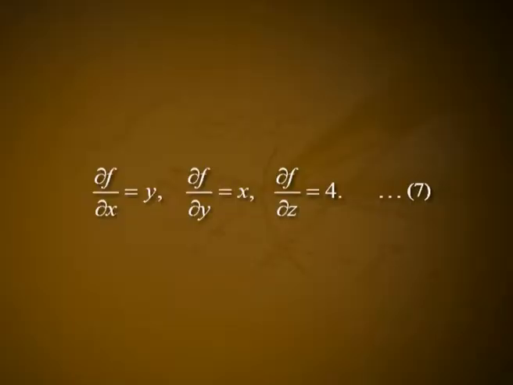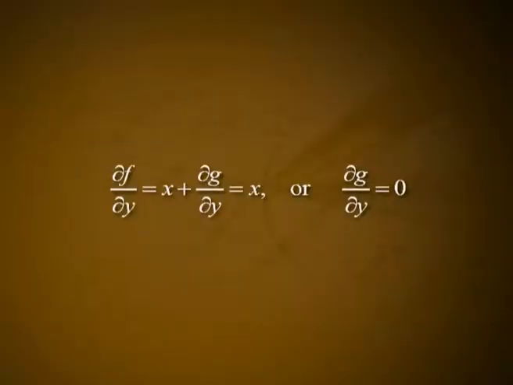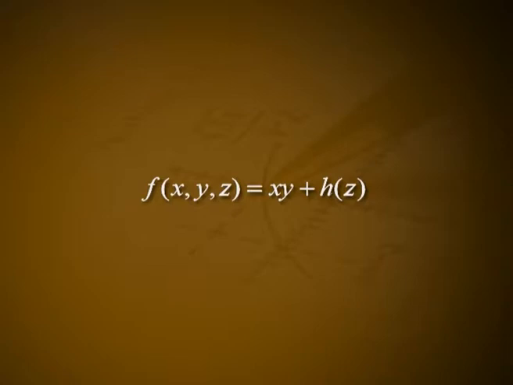We find f up to a constant by integrating the following equations. ∂f/∂x is equal to y, ∂f/∂y is equal to x, ∂f/∂z is equal to 4. Equation number 7. From the first equation, we get f of xyz is equal to xy plus g of yz. The second equation tells us that ∂f/∂y is equal to x plus ∂g/∂y, which is equal to x, or ∂g/∂y is equal to 0. Hence, g is a function of z alone, and f of xyz is equal to xy plus h of z.